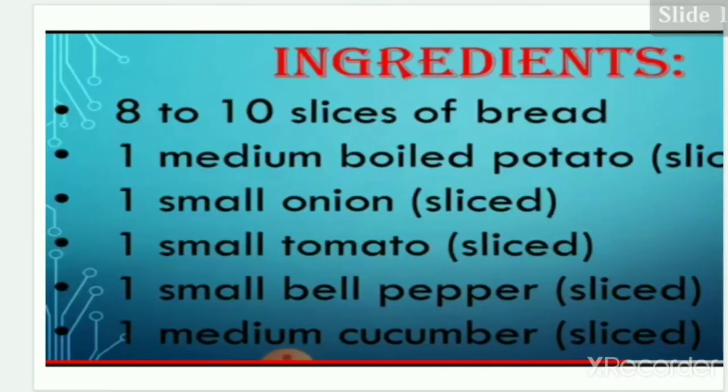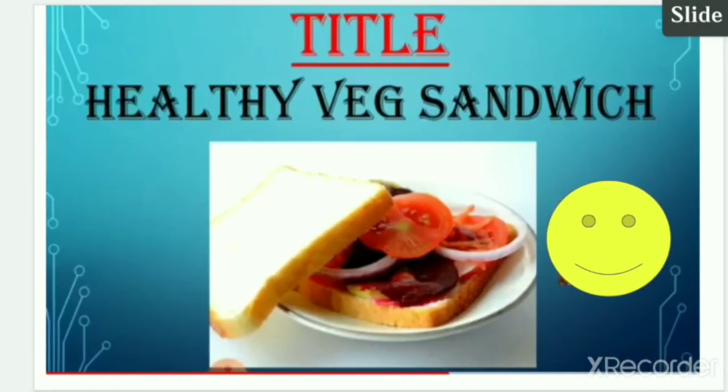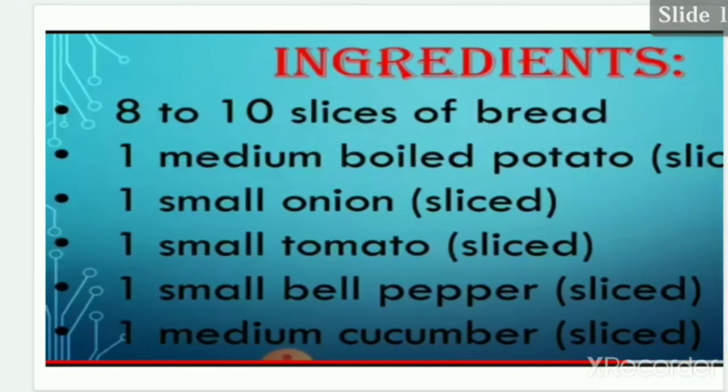So let's start. What are the ingredients? First of all we have the title, healthy veg sandwich. Next we have the ingredients, or you can say the materials required. Ingredients we will write as: what we need. We need 8 to 10 slices of bread.